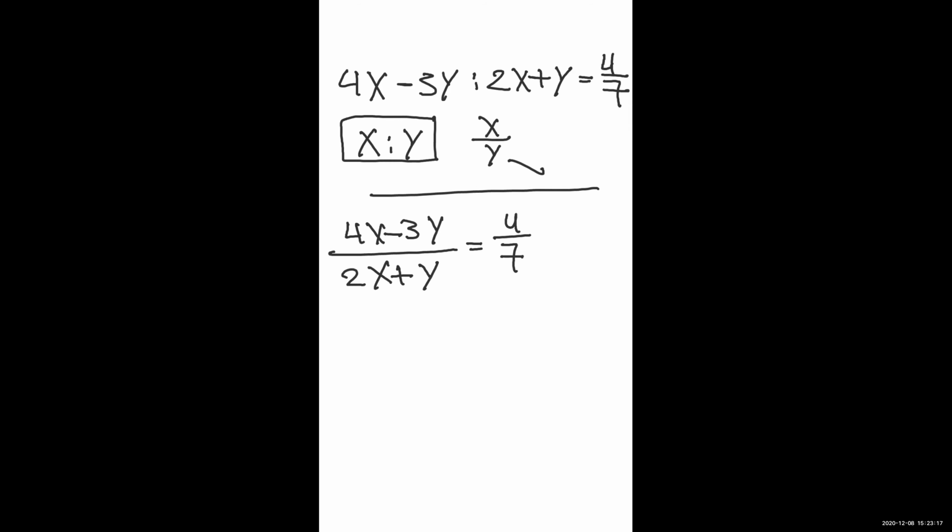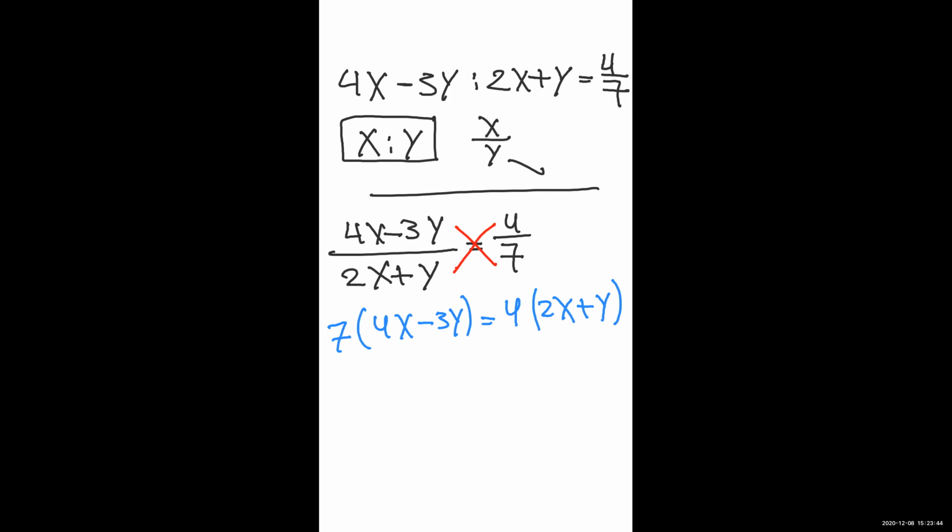Okay, it will be the same procedure: product of means equals the product of extremes, like cross multiplication. So 7 times 4x minus 3y equals 4 times 2x plus y.